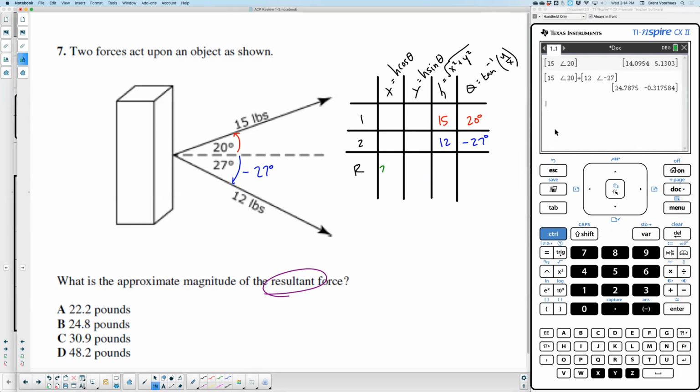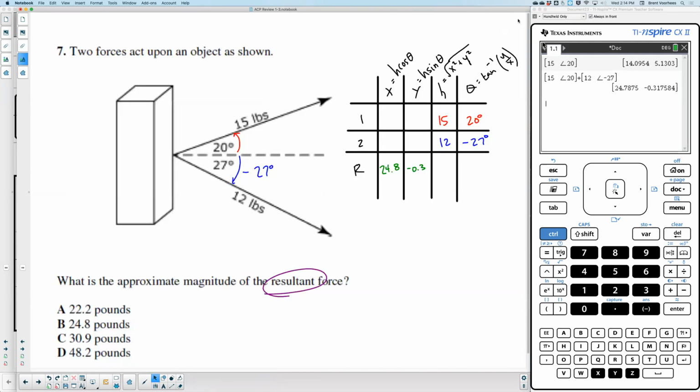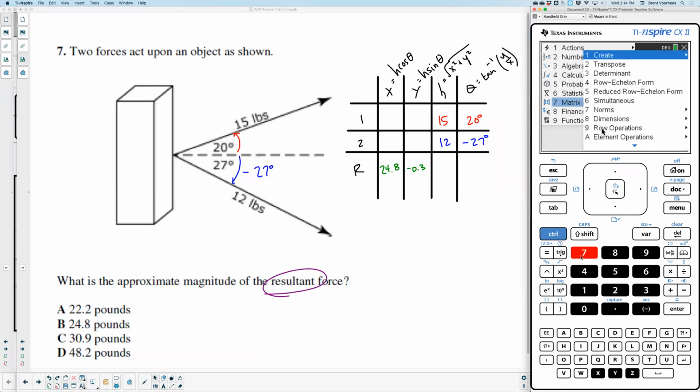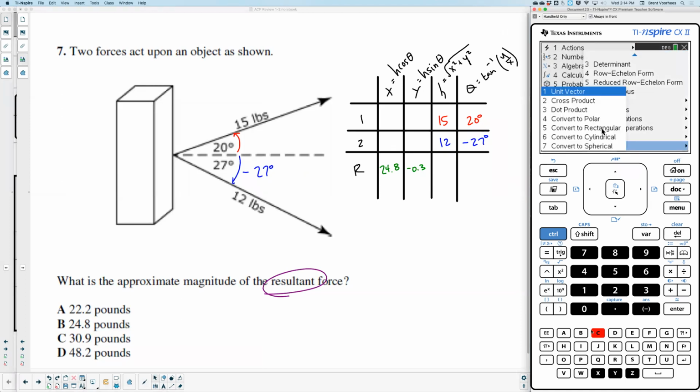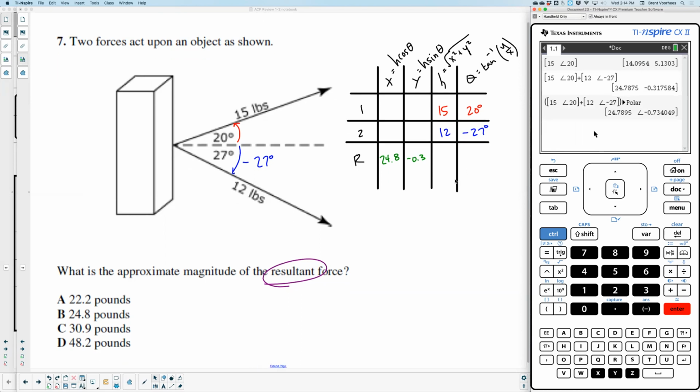By the way, you would not even have to hit enter there. I'm getting 24.8 for the X. The Y, I'm getting negative 0.3. But you wouldn't even have to press enter. What you could have done is from here, just press menu, 7 for matrix, C for vectors, and then 4, convert to polar. Menu 7C4. If you do this, it'll give you the magnitude and the direction, the H and the theta.